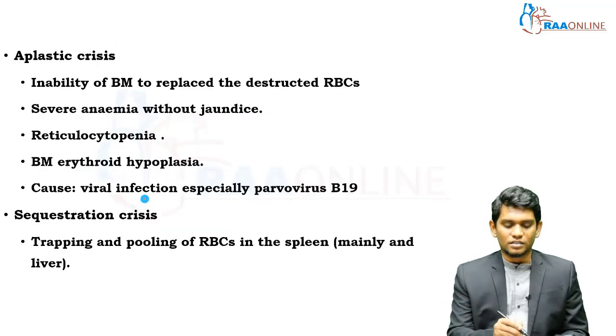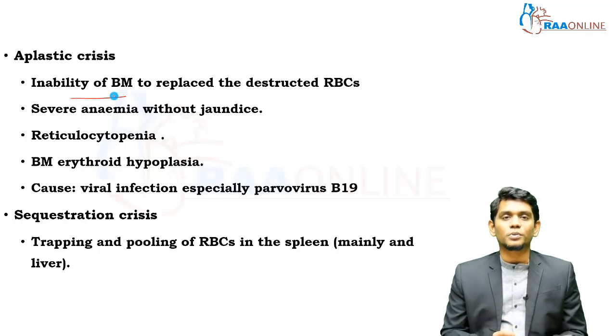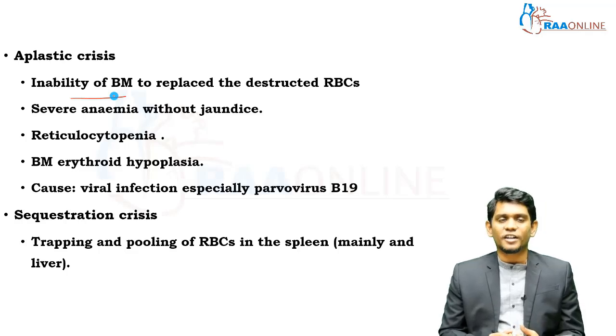Then aplastic crisis. In aplastic crisis, there is inability of the bone marrow to replace the destroyed RBCs. As I told, in hemolytic anemias the factory is working normally, whereas the factory products are being destroyed in the periphery. So the factory will try to compensate by increasing production. That's how NRBCs, polychromatophils, all these things are seen.